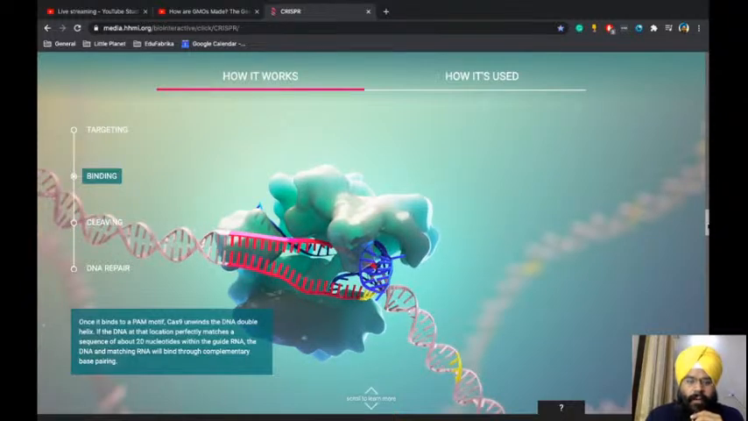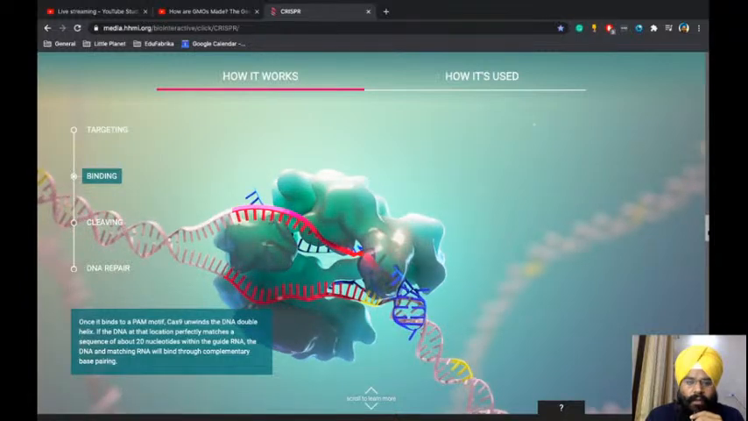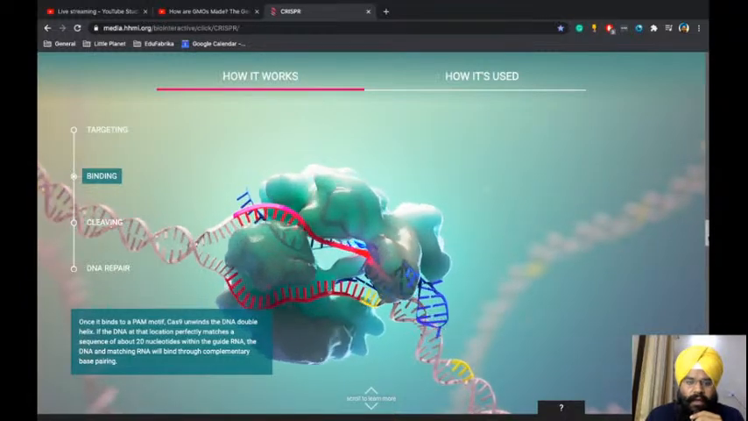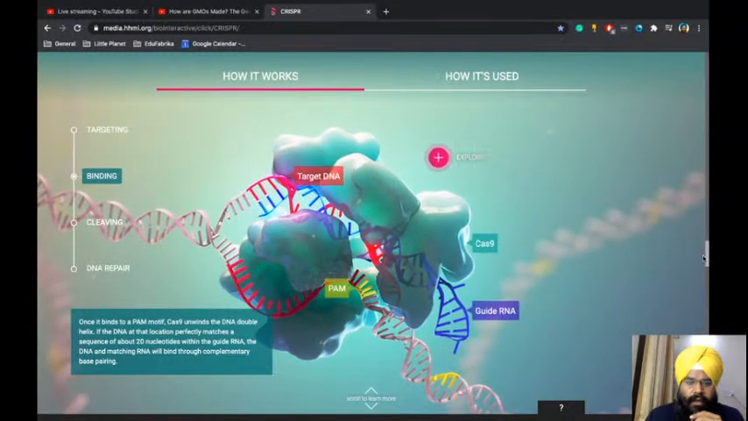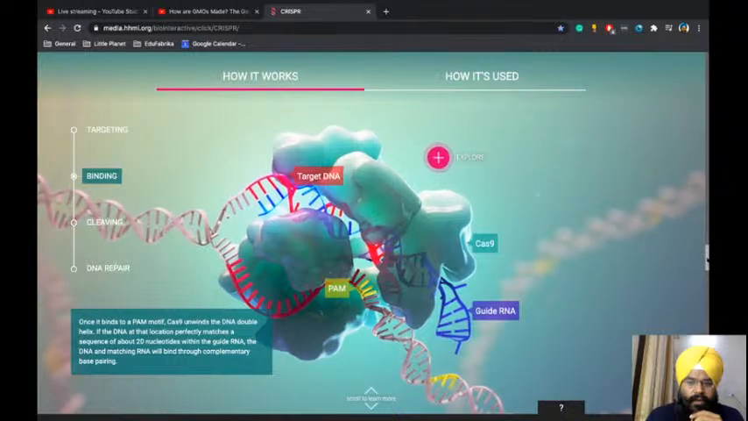Once the PAM motif is attached, the Cas9 protein will unwind the DNA double helix and then match a sequence of about 20 nucleotides within the guide RNA. The DNA and matching RNA will bind through complementary base pairing. So after unwinding, your guide RNA comes in to pair with the target DNA. From there you can see the gRNA gets attached to it, and then it goes further.